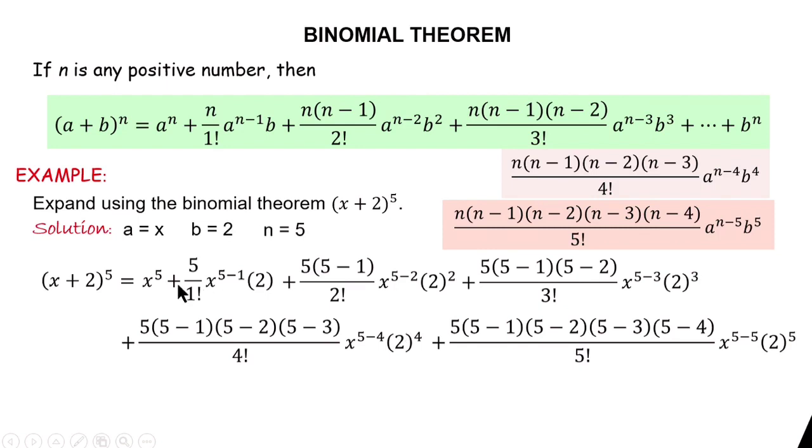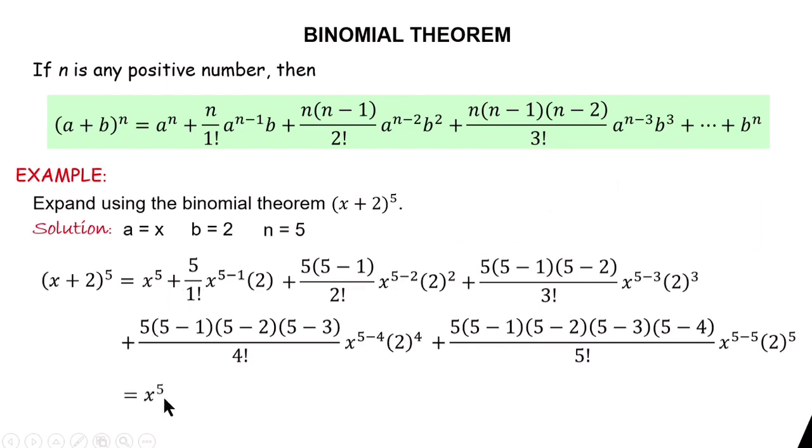Simplify. We copy the first term x raised to 5. 1 factorial is 1, so 5 divided by 1 is 5, then x raised to 5 minus 1 is x raised to 4, times 2. 2 factorial is 2. 5 minus 1 is 4, times 5 is 20. So 20 divided by 2 is 10. Then, x raised to 5 minus 2 is x raised to 3, times 2 raised to 2, which is 4.